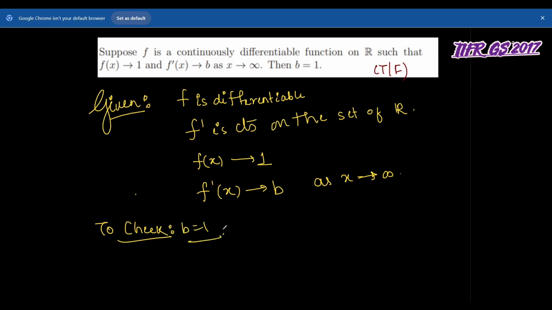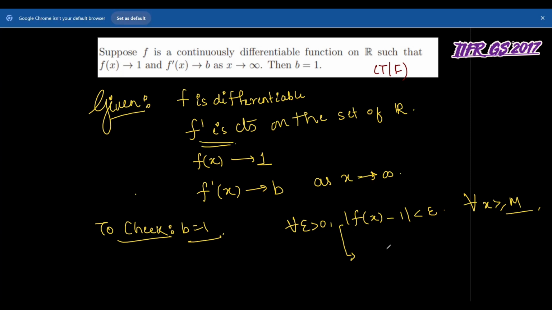This is our question. Now, f of x converges to 1 as x tends to infinity, so using the epsilon delta definition, we can say that for all epsilon greater than 0, modulus of f of x minus 1 is less than epsilon for all x greater than or equal to some m. So the function f of x is converging to 1 when x is tending to infinity, meaning however large you take the value of x, this is going to hold true.